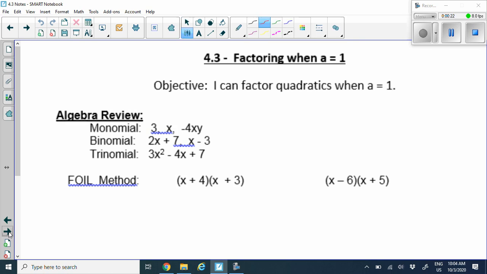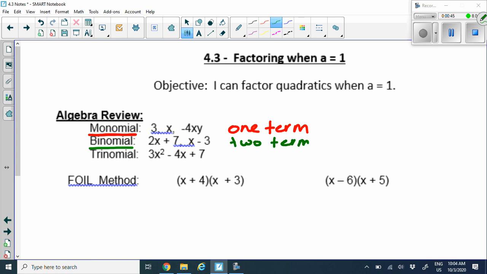Okay, the first one is monomial. Monomial means one term. So that could be like a 3, just an x, or even negative 4xy. Why that's a monomial is that though it seems like there's 3 terms, it's all being multiplied. So it's just 1.